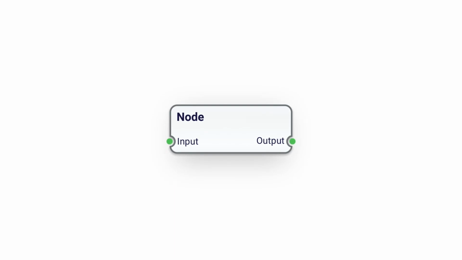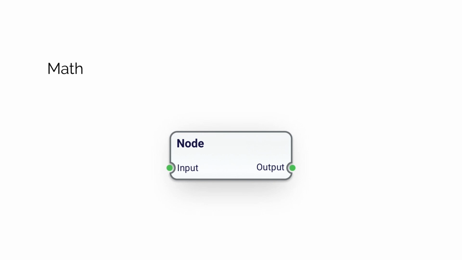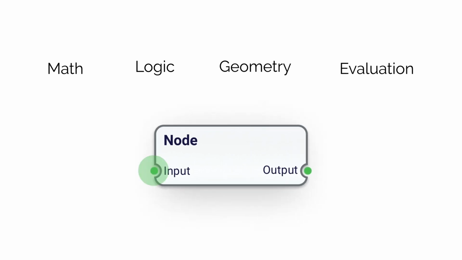A node carries out a very specific operation. For example, the execution of a simple logical operation, the generation of a geometry or processing of evaluations. It receives data at its inputs, processes it, and outputs the result.